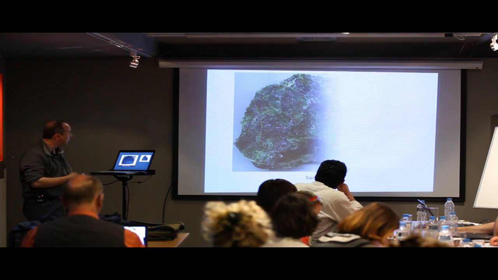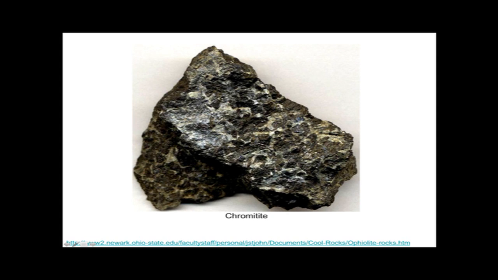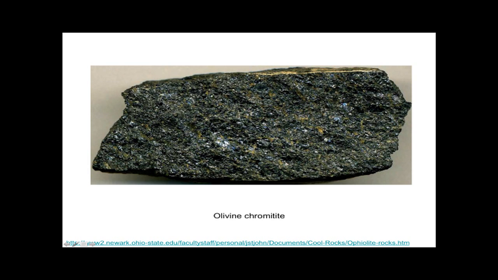There are, of course, other types of serpentine rocks. This is a chromitite, which can be distinguished from the black spots it has, and an olivine chromitite from Cyprus, from Troodos mountain in Cyprus.